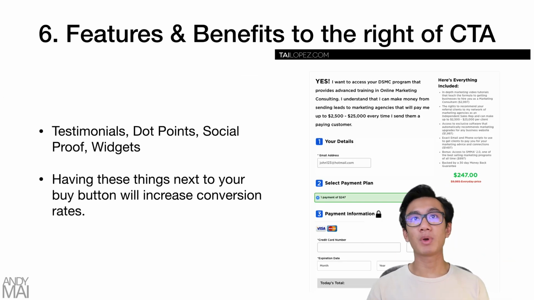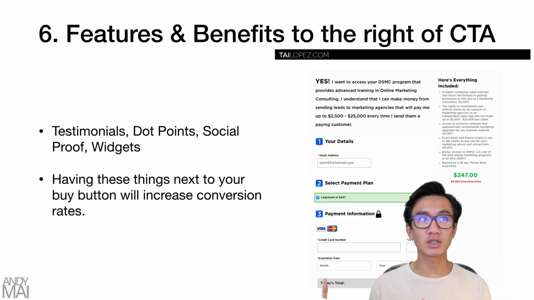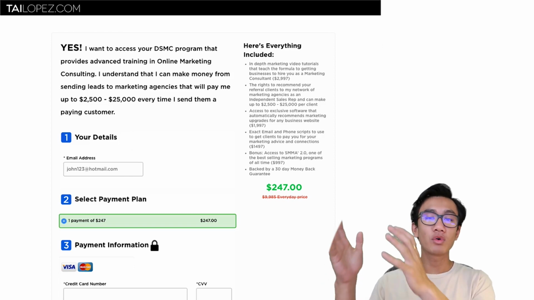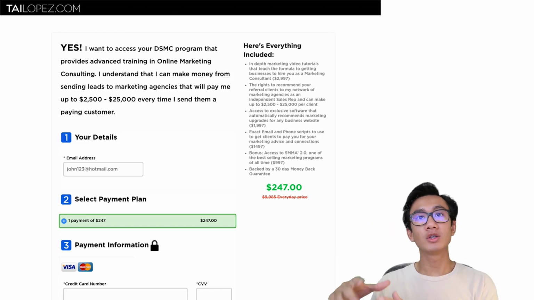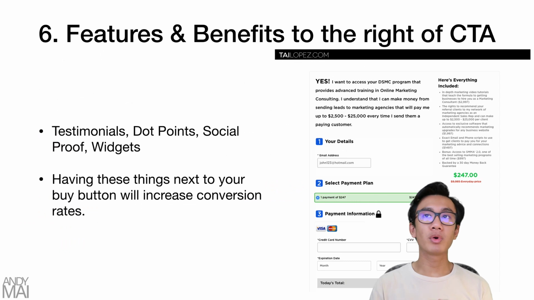6, features and benefits to the right of your call to action. As you can see, Ty Lopez has all these dot points of features and benefits to the right of his checkout. You want to put in testimonials, bullet points, social proof, widgets, and having these things right next to your buy button will increase the conversion rates.